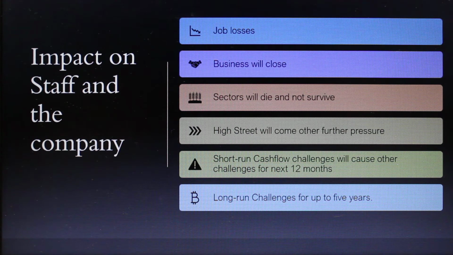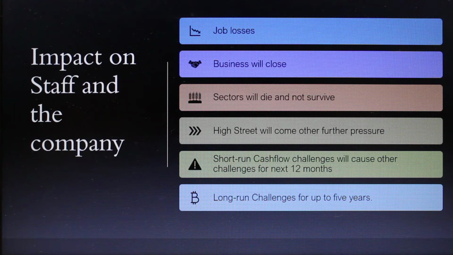The face of the high street has been coming under pressure over the last few years, and this is going to exacerbate the pressure. And so therefore, we may have businesses that will no longer exist on the high street. In the short run, we'll have cash flow challenges, which means within the next 12 months, this situation is not going to be going away very soon.